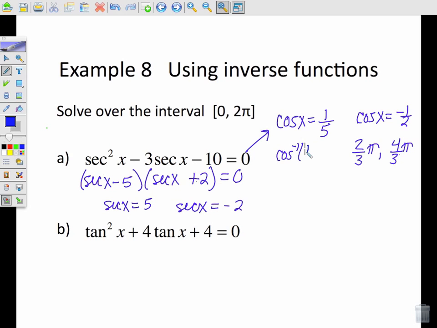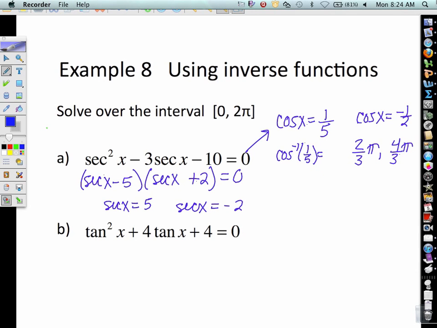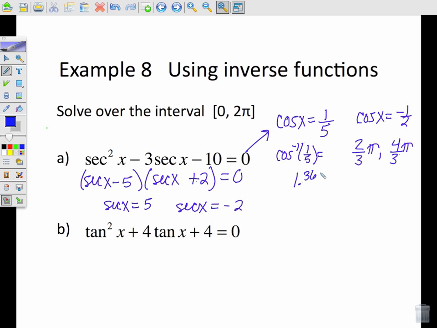All right, now for our other solutions. If I do inverse cosine in my calculator of 1/5, you end up getting 1.369. Let's just talk about where this would occur. We know that cosine is positive here in quadrant 1 and 4. So somewhere in quadrant 1, we've got our angle that gives us the radian measure of 1.369.